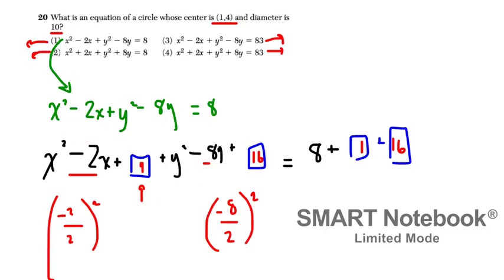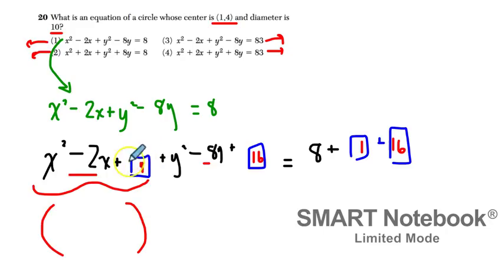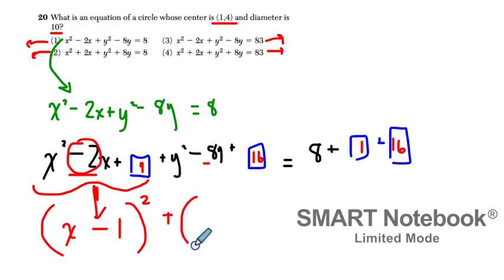So when I finish this up, now I need to rewrite it like the equation of a circle, meaning I want to factor this thing, x squared minus 2x plus 1. Two numbers that multiply to positive 1 and add to negative 2. It's going to be negative 1 and negative 1. So this simplifies to x minus 1 squared, which is always the same thing as this number divided by 2. And in the same vein, negative 8 divided by 2 is negative 4. That's y minus 4 squared. And then 8, 16, and 1 is 25.